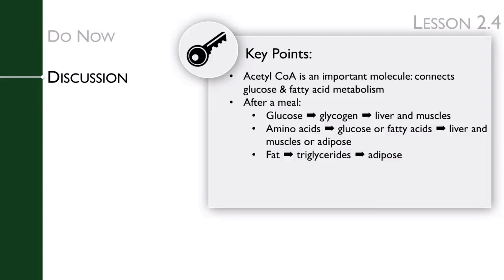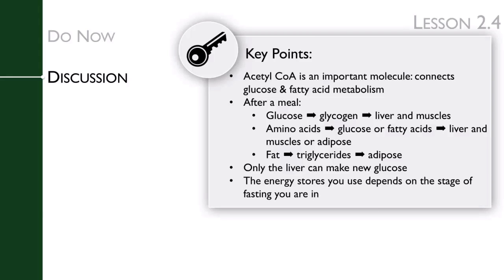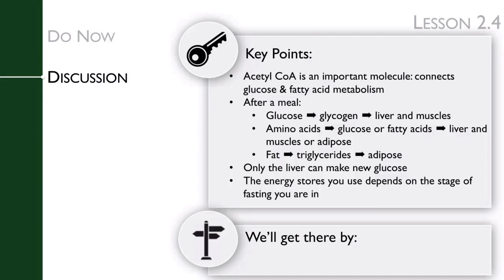Fat is converted to triglycerides and stored in adipose. Extra fatty acids are packaged into triglycerides and sent to be stored in the adipose tissue. They travel in the blood to the adipose in LDL and back from the tissues to the liver in HDL. Only the liver can create new glucose, which it does from amino acids, and the energy stores you use depends on the stage of fasting you are in. We'll get there by walking students through a Socratic discussion and a lecture.